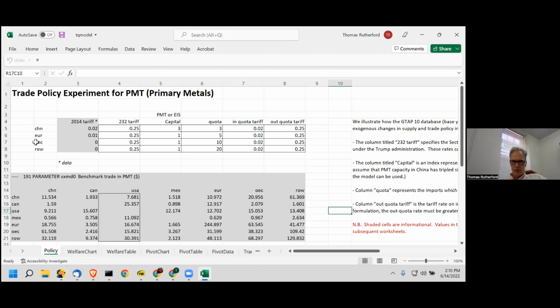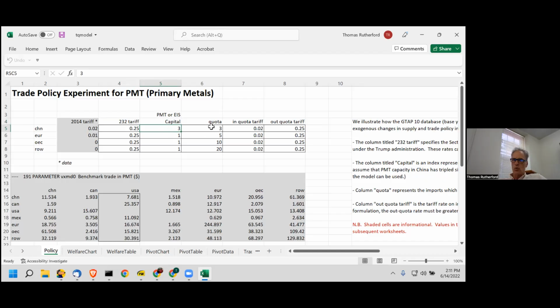Here are the 232 trade partners: China, Europe, other OECD, rest of world. The dark areas are just for my information. I put some stuff out there just so I can see what the trade flows are. This is the benchmark trade flows I have in PMT. This is what I assume the 232 tariffs are. Here I'm going to do a big shock where I assume that China triples their steel capacity. I'm just doing it to be provocative. The point is there's an exogenous change.